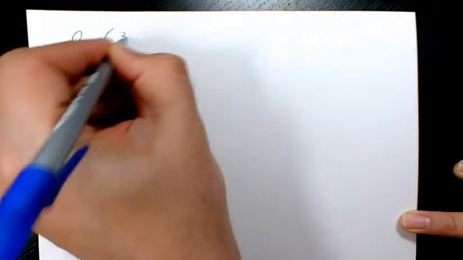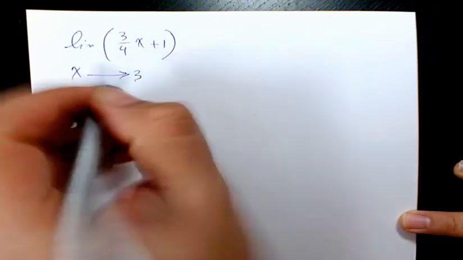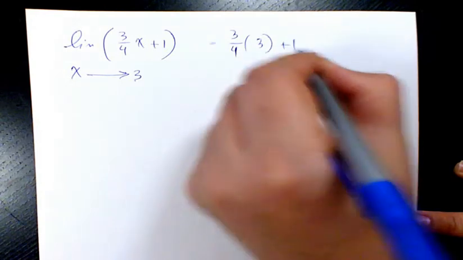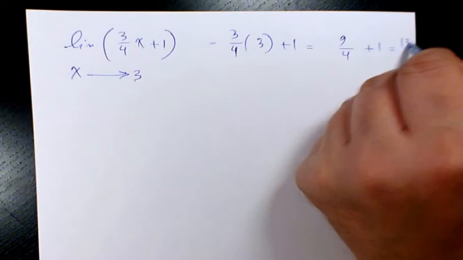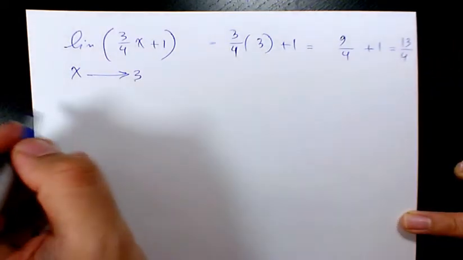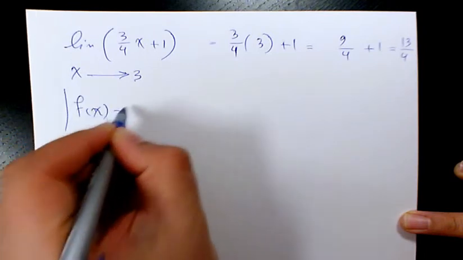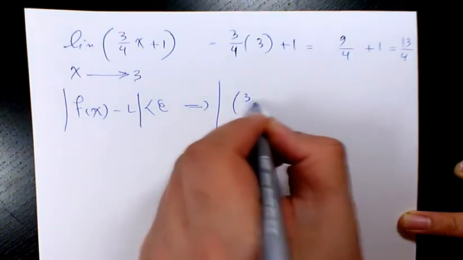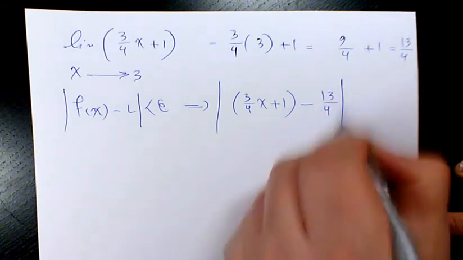Next example, limit of 3 over 4x plus 1 when x is approaching 3 is going to be 3 over 4 times 3 plus 1. That's going to be 9 over 4 plus 1, which is going to be 13 over 4. Then I can say f of x minus L has to be less than a positive value. So 3 over 4x plus 1 minus 13 over 4 has to be less than epsilon.